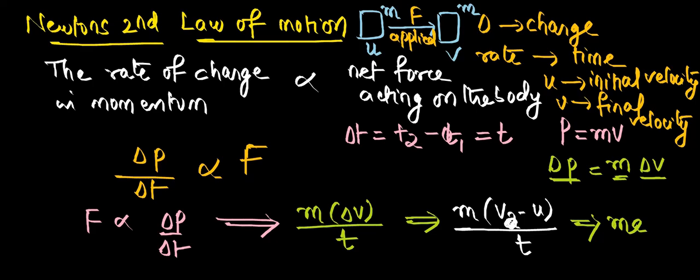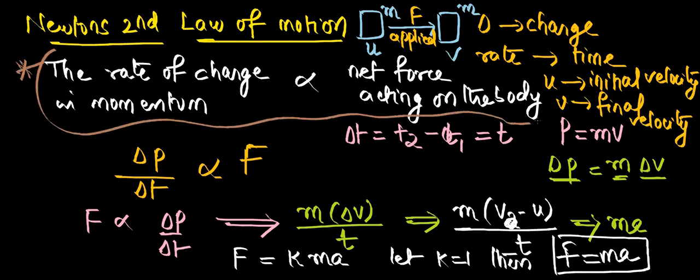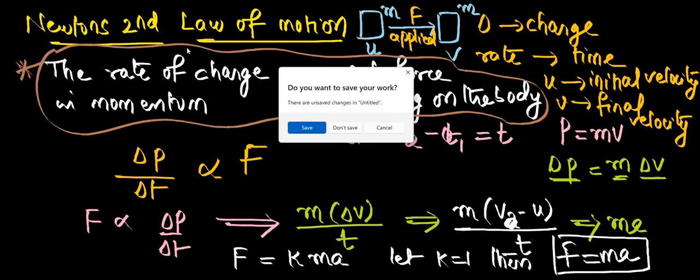So when you remove the proportionality, you get some constant, and the RHS is ma as it is. I'll make an assumption, let the k value be 1. Then F will be equal to m into a. So F equals m into a is just the mathematical form of the second law. But what is the definition? The rate of change in momentum is directly proportional to the net force acting on the body. Is this clear? Any doubt in this? All clear? Okay. So F equals ma, an important formula, remember it.